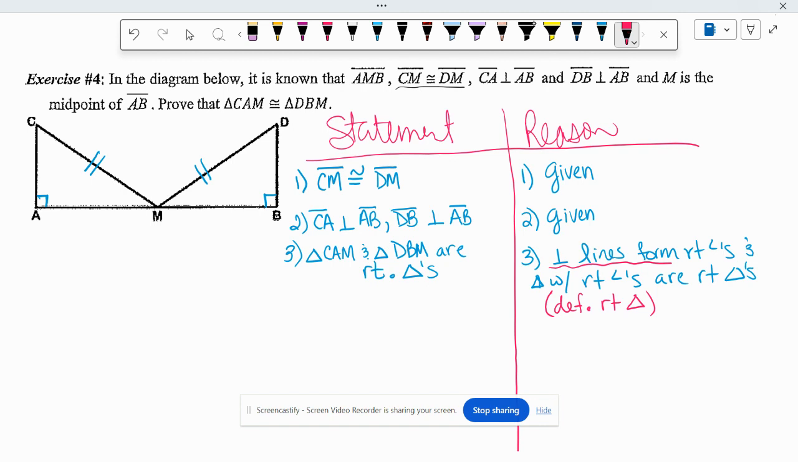Well, it says that M is the midpoint of segment AB. And that's just given. But what does it mean for M to be the midpoint? What does the midpoint do?